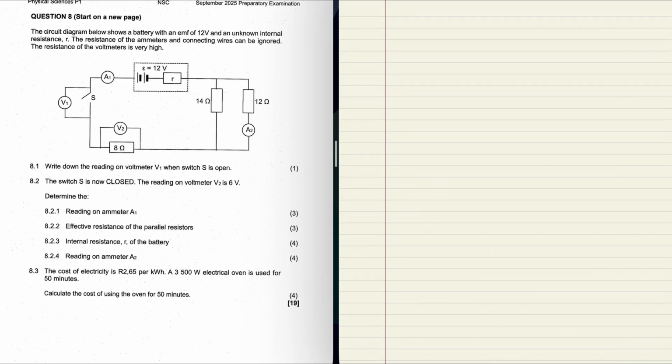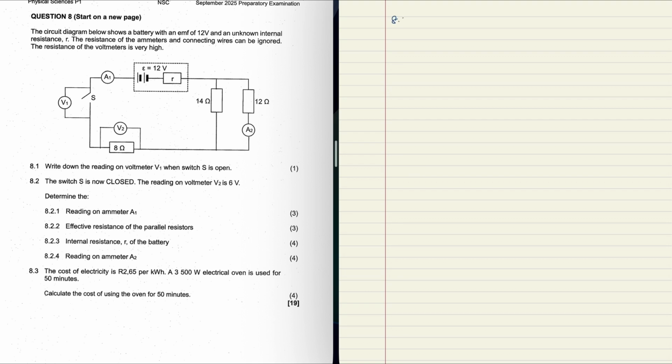Let's take a look at question number 8. The circuit diagram below shows a battery with an EMF of 12 volts and an unknown internal resistance. The resistance of the ammeters and connecting wires can be ignored, and the resistance of the voltmeter is very high. Question 8.1, write down the reading on the voltmeter V1 when the switch is opened.